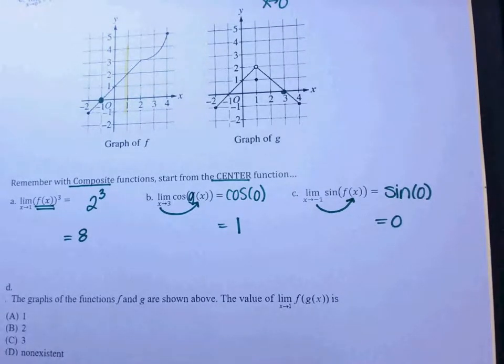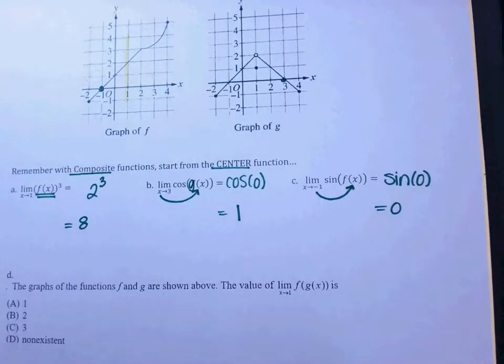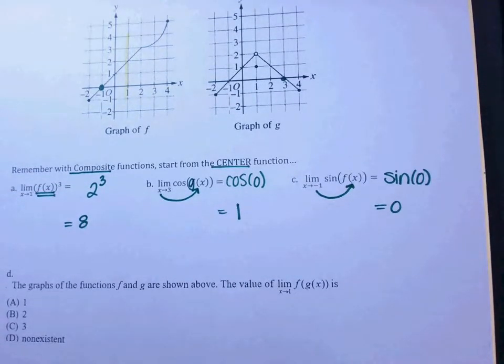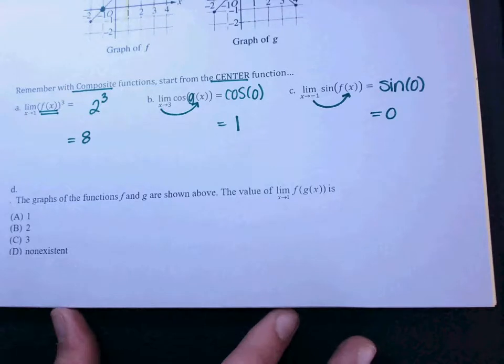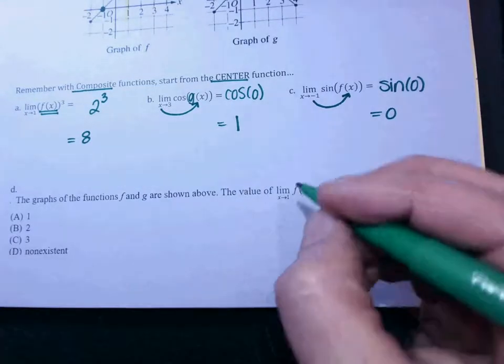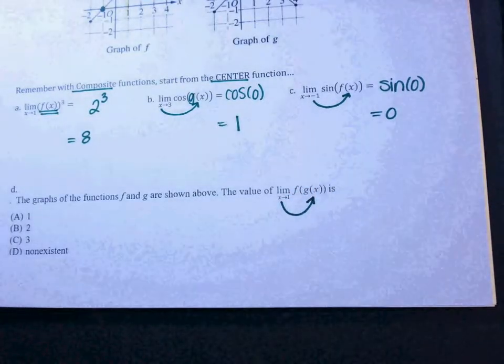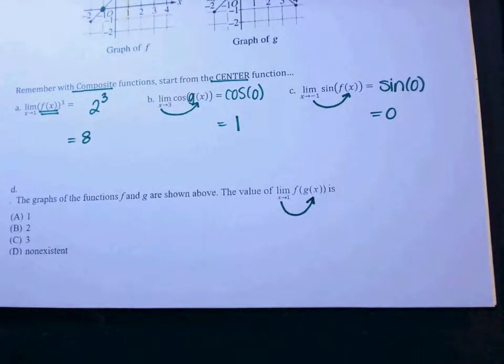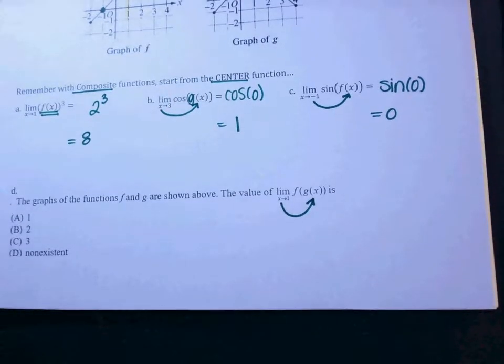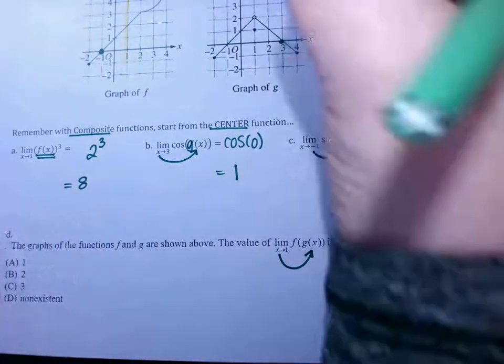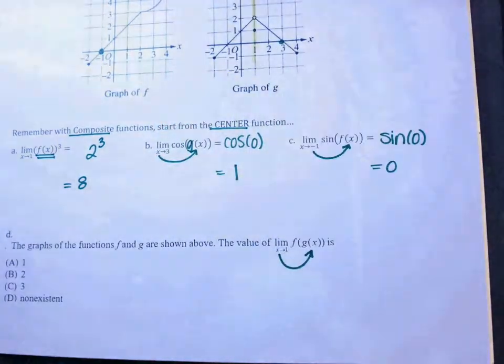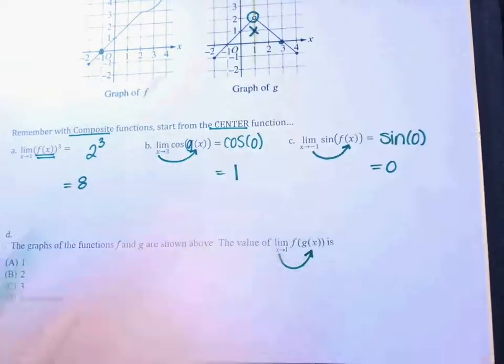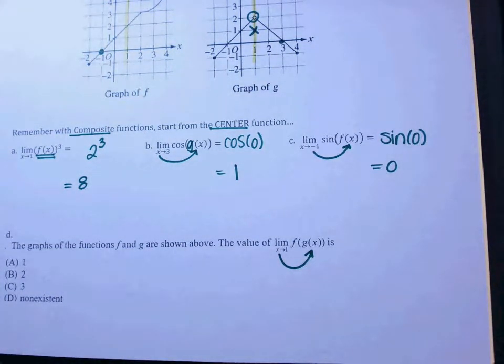Give it a shot. The graphs of f and g are shown above. The value of the limit as x approaches 1 of f of g of x. Where do you start? With the graph of f or the graph of g? The g of 1. Okay, so start at g first. And remember, you're looking for the limit. So if I'm looking at graph g, as I approach 1 from the left and the right, what y value is the graph approaching? 2. Good. Not 1. Because remember, a limit is as you approach that value, what you're getting closer to. So it would be 2.